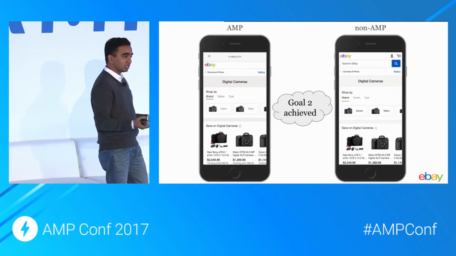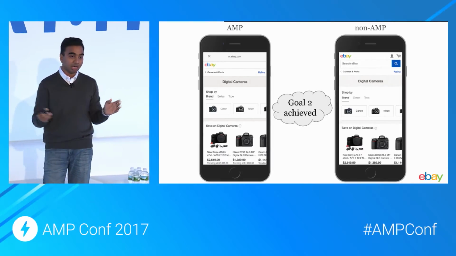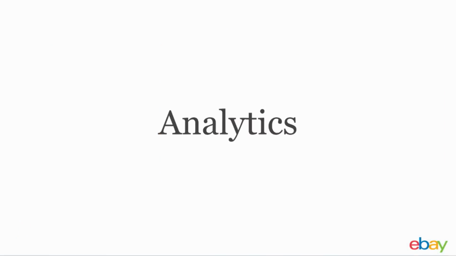With this, our goal 2 was achieved, where the user interface should not be changed between an AMP and a non-AMP version. Now let's talk about analytics. I said that keeping analytics intact is one of our goals, and let me explain why. Analytics is super critical for e-commerce.